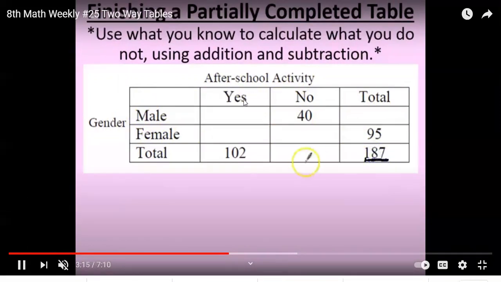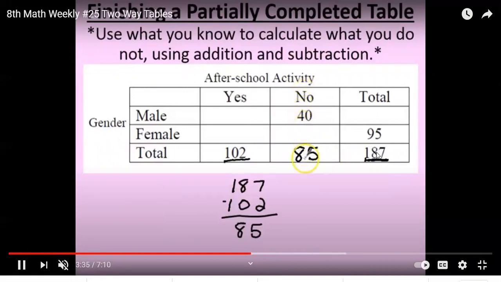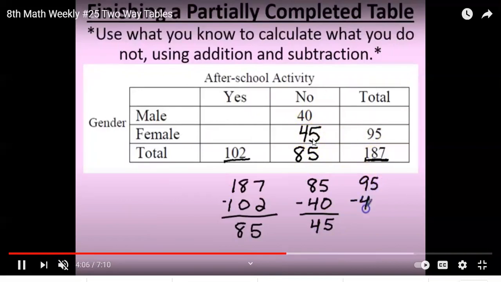So for after school activities, the students who said yes and are male total 102, and this one is 187. So we can find the students in activity who said no, here, and it will be 85. How did you find it? 187 minus 102, and so on. If I want to find the total at the top, we can say 187 minus 95. Then we will use the same way every time. So 85 minus 40 will be equal to 45. Then we can work with this one, 95 minus 45 to find the females who said yes. So 95 minus 45 will be 50, and we will put it here.